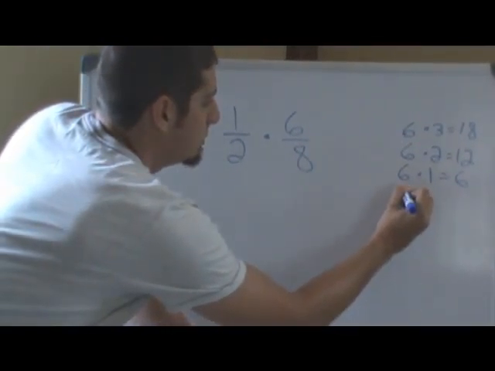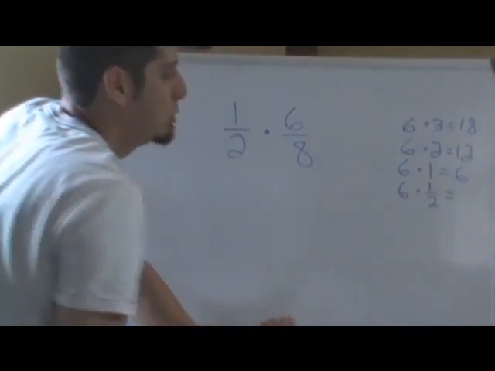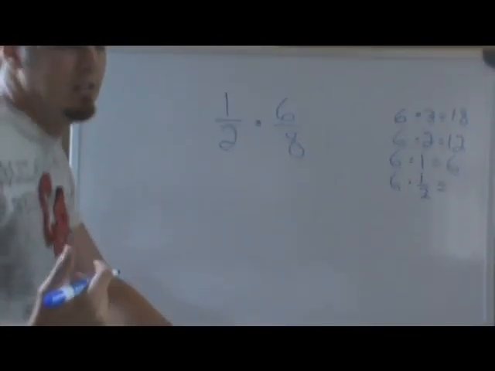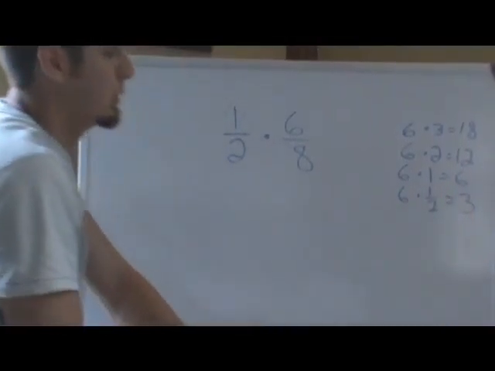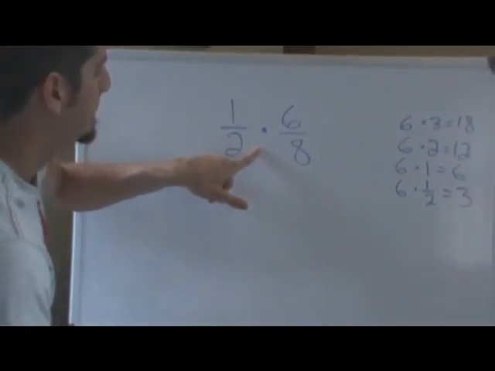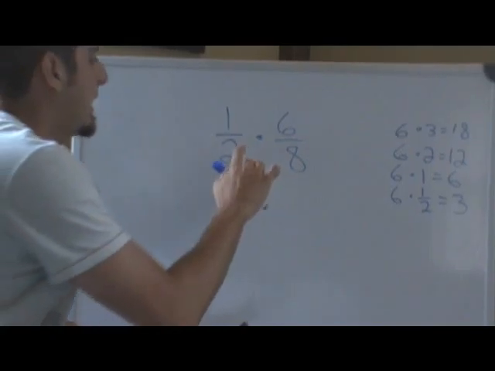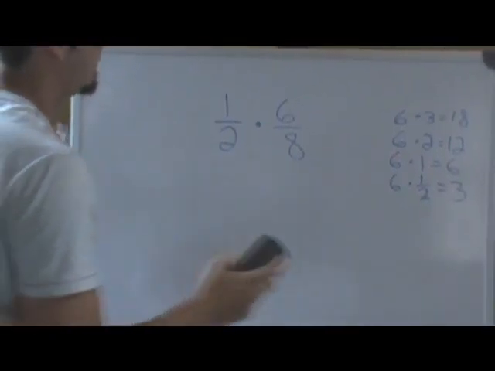So if I do 6 times 1/2, that's telling me to add 6 half a time. So in other words, what is half of 6? It's 3. So when I'm doing this problem over here, this is actually telling me what half of 6/8 is. That's the ultimate goal of this problem.